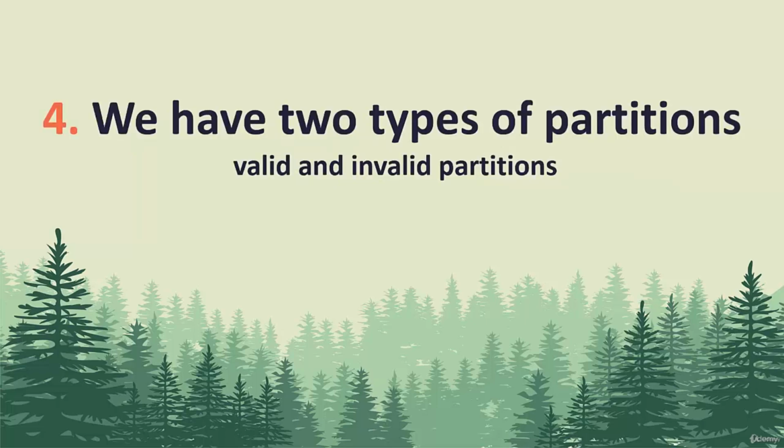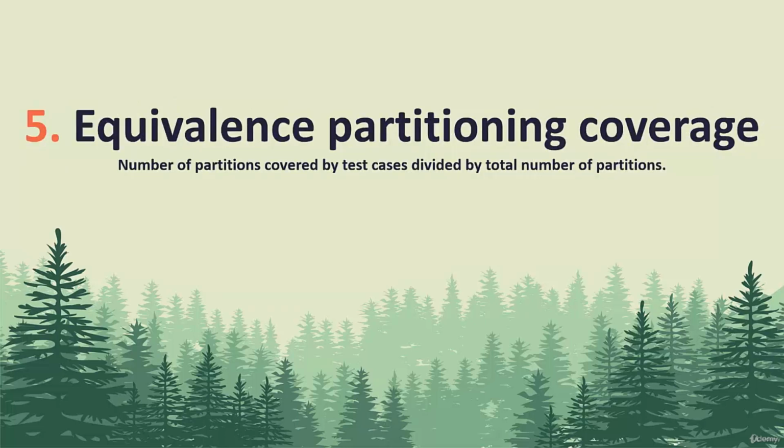Three, we have two types of partitions, valid and invalid partitions. Like we said, valid partitions are the normal partitions. These are the partitions that the system is designed to deal with. Invalid partitions are the partitions that have abnormal or invalid behavior. Both types of partitions should be tested unless it is stated in the requirements that we should only test the valid partitions.